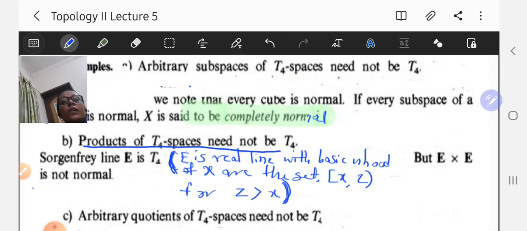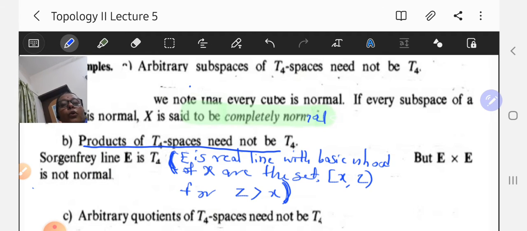This is the real line with basic neighborhoods of x being the set of the form closed-open interval [x, z), obviously for z greater than x, that is, x is the left side of the real line and z is the right side. In this result, E cross E is not normal, but its factor space E is normal. Therefore we can write: a product of T4 spaces need not be T4. That is, the Sorgenfrey line E is T4, but E cross E is not T4, or not normal.